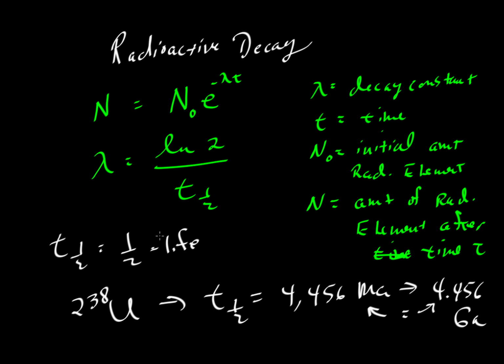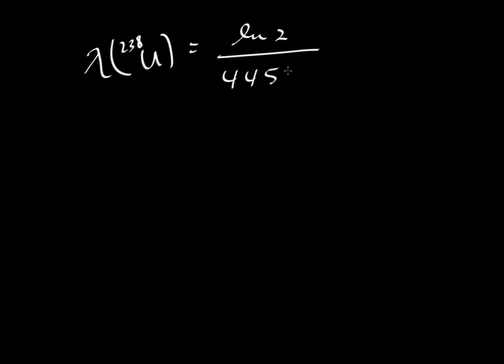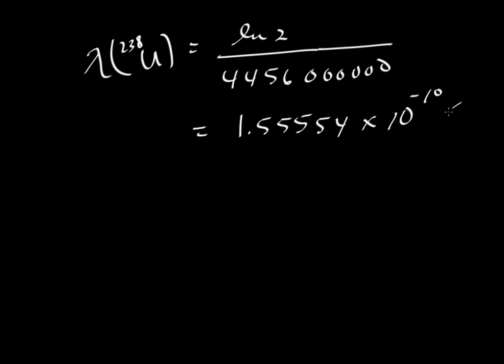And so if we want to know the decay constant, we can take the natural log of 2 divided by that very large number. Let's erase the chalkboard here and do that calculation. So the value for lambda for uranium-238 would be equal to the natural log of 2 divided by 4,456. That's in millions of years, so we'll add 6 zeros, and this thing comes out to about 1.555, and then a 4, times 10 to the minus 10 per year.